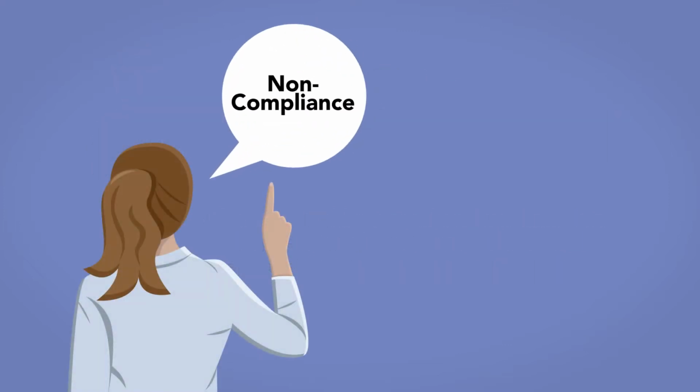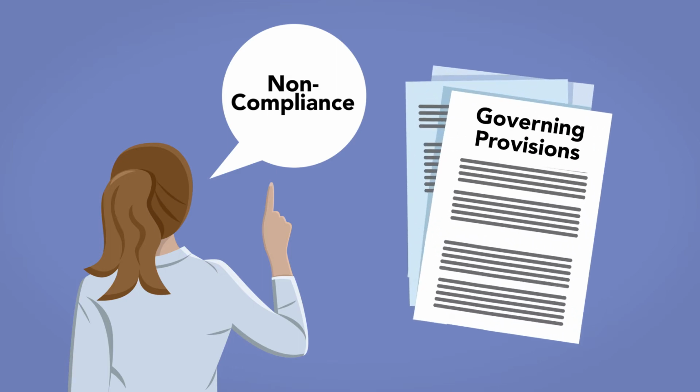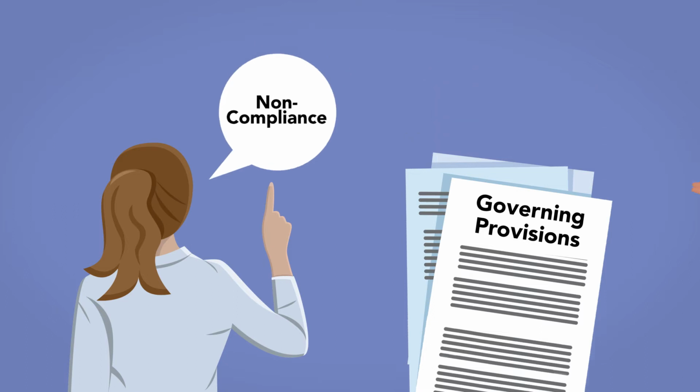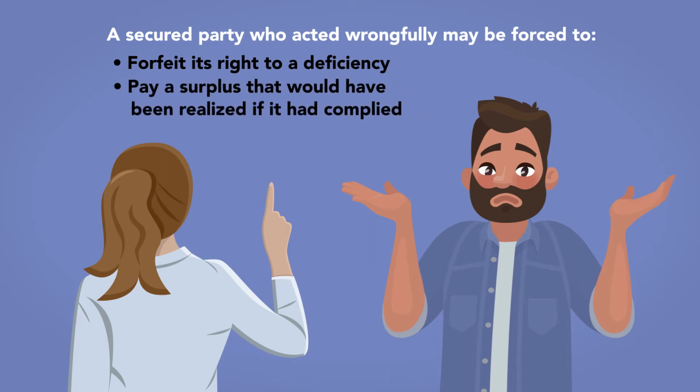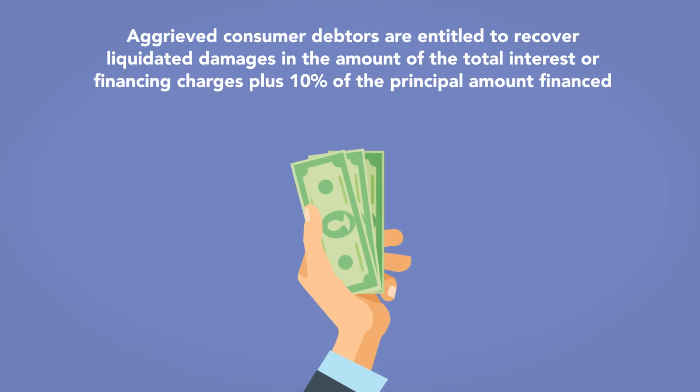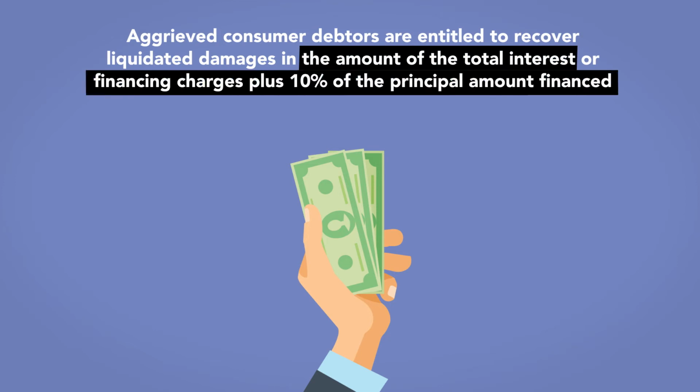The debtor may also raise noncompliance with the governing provisions in a proceeding to recover a deficiency following disposition. In such a proceeding, a secured party who acted wrongfully may be forced to forfeit its rights to a deficiency or pay a surplus that would have been realized if it had complied. Aggrieved consumer debtors are entitled to recover liquidated damages in the amount of the total interest or financing charges plus 10% of the principal amount financed.